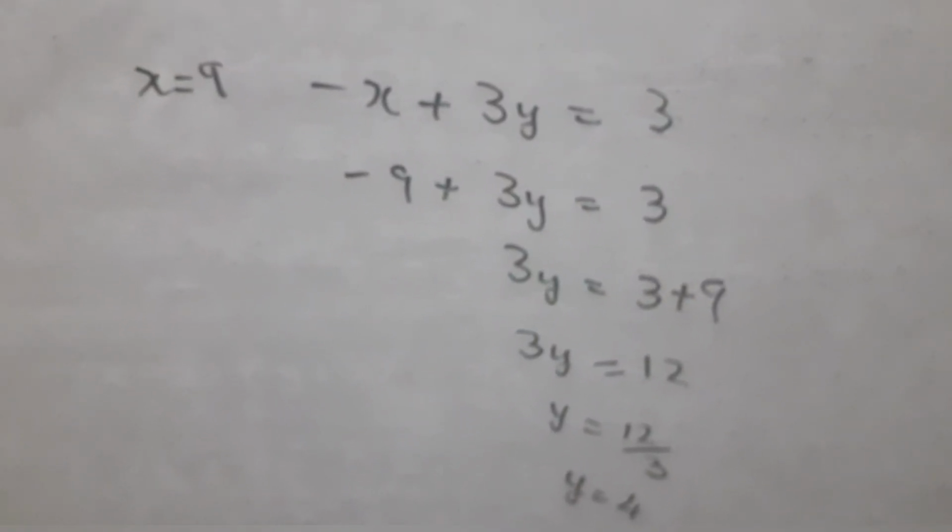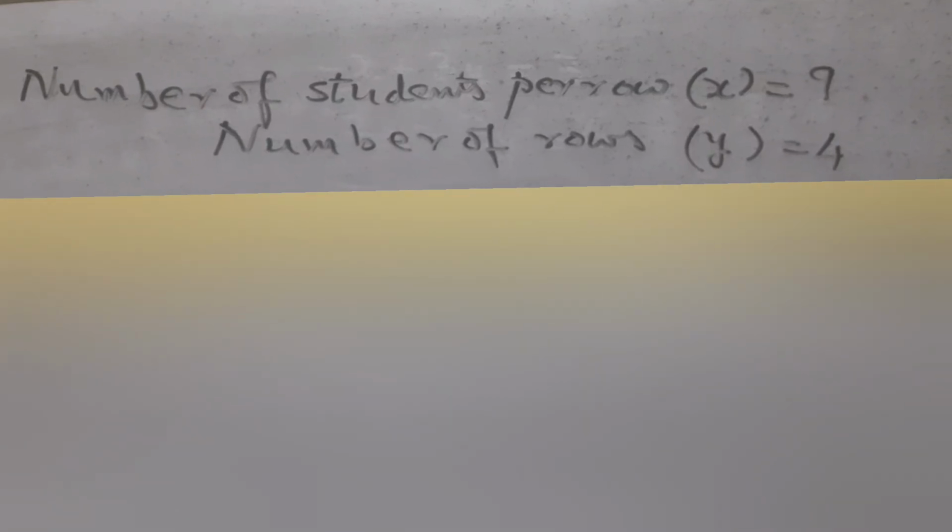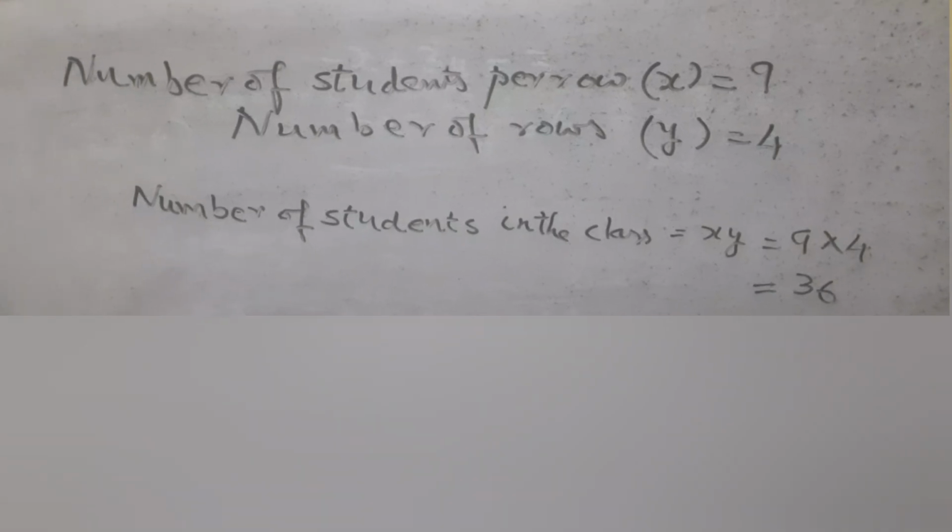Solving, Y equal to 4. So the number of students in each row is 9 and the number of rows is 4, and the total number of students is 9 into 4 equal to 36.